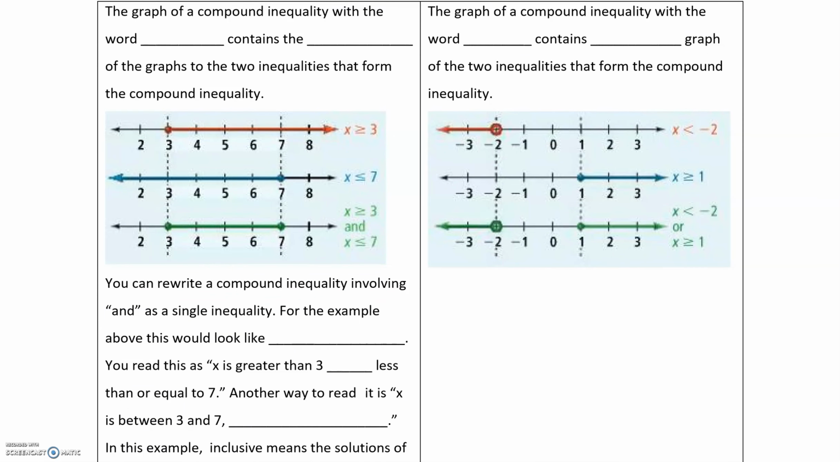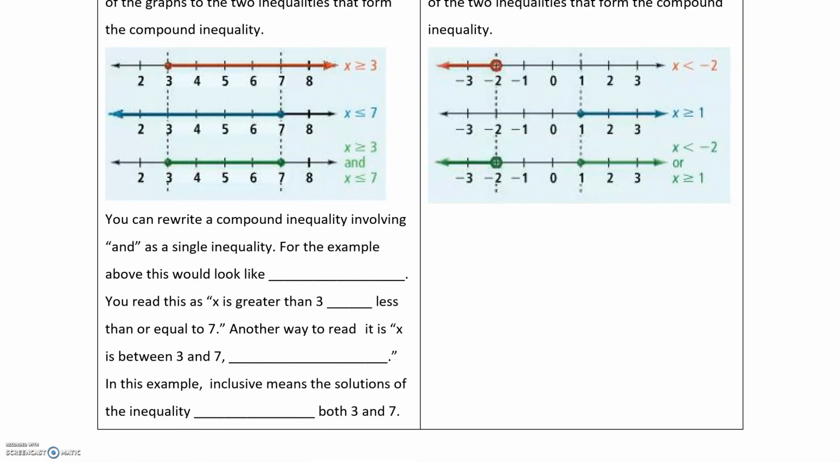So the graph of a compound inequality with the word "and" contains the overlap of the graphs of the two inequalities that form the compound. So right here we can see that we have x is greater than or equal to 3, so we graphed that, and we have x is less than or equal to 7, so we graphed that as well. The place that they overlap is in the middle. So when it's joined by "and," that means that we're just shading in the middle, okay?